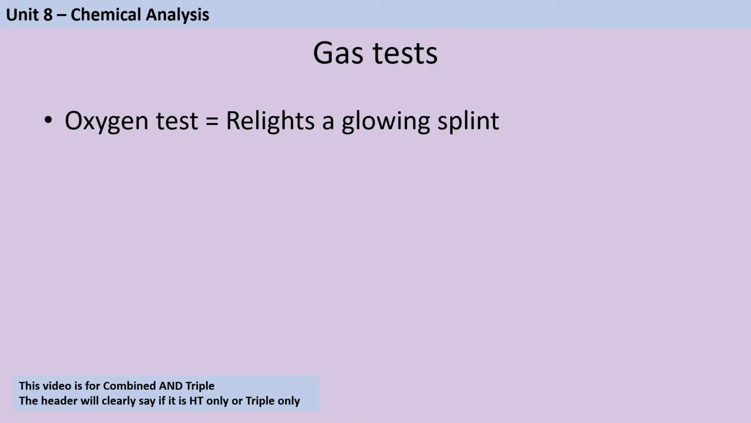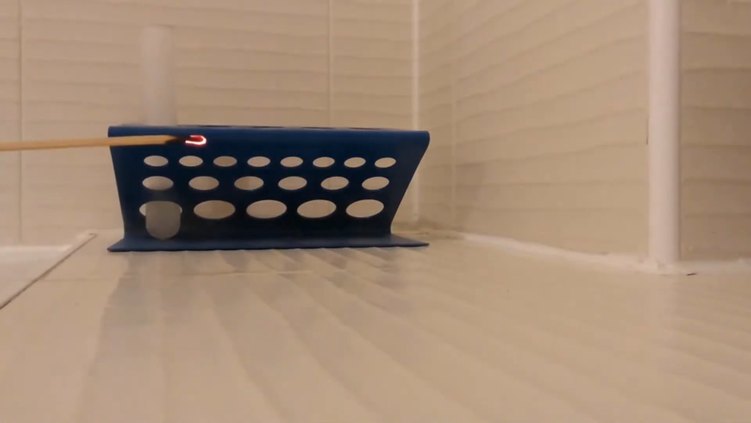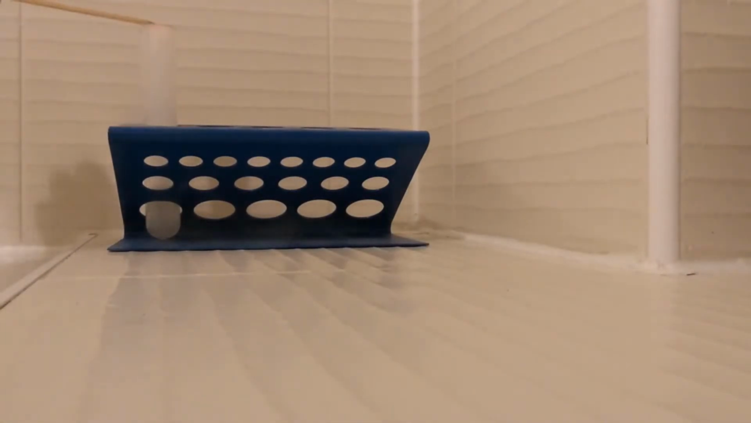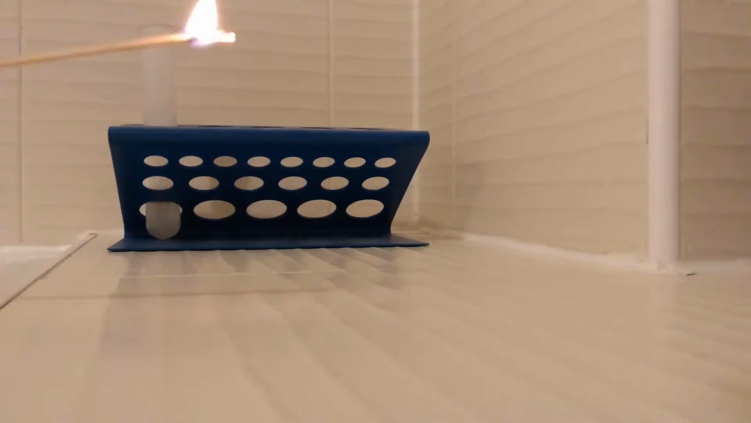Okay, so we're on to some gas tests. So first up we've got our oxygen, which will relight a glowing splint. So here's my splint, blow it out to make it glow, and then hold it in some gas, and as if by magic, eventually, there we go, it relights. So that demonstrates that the gas that is being produced in that reaction is in fact oxygen.